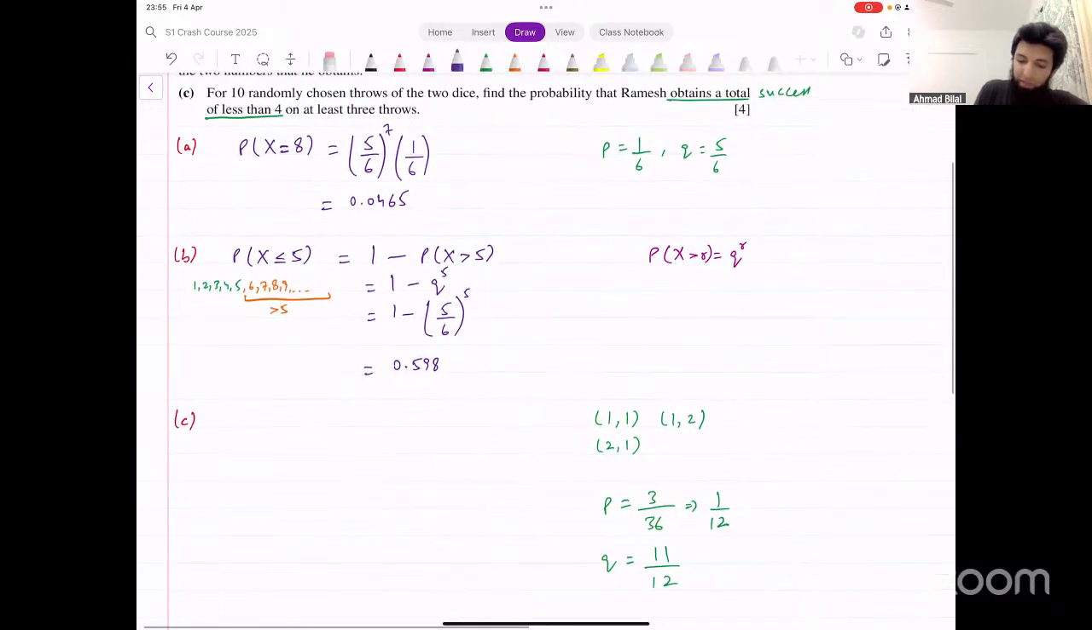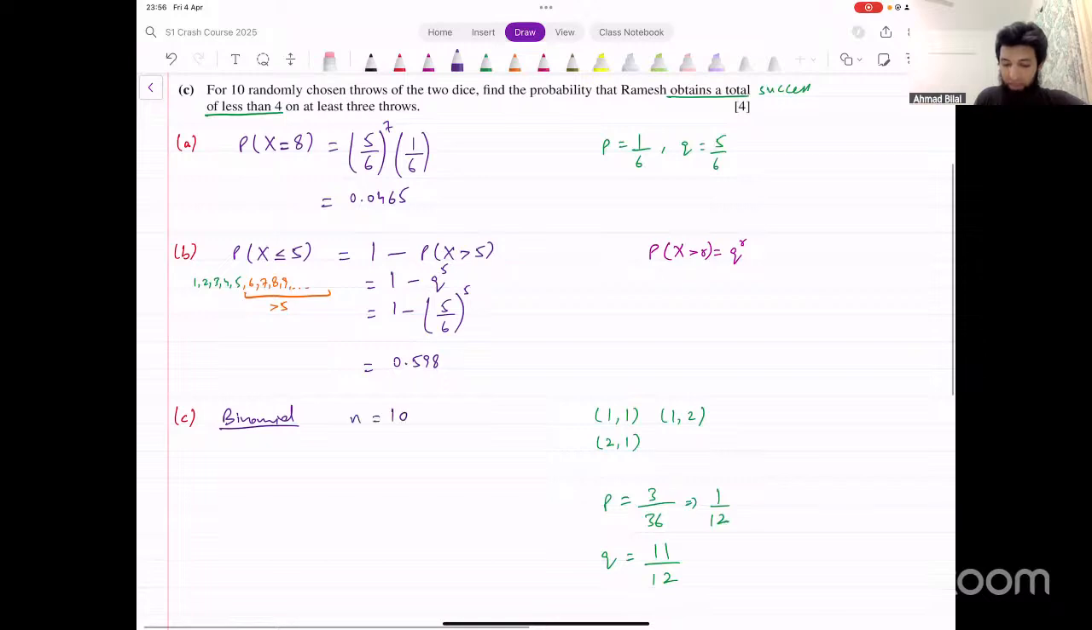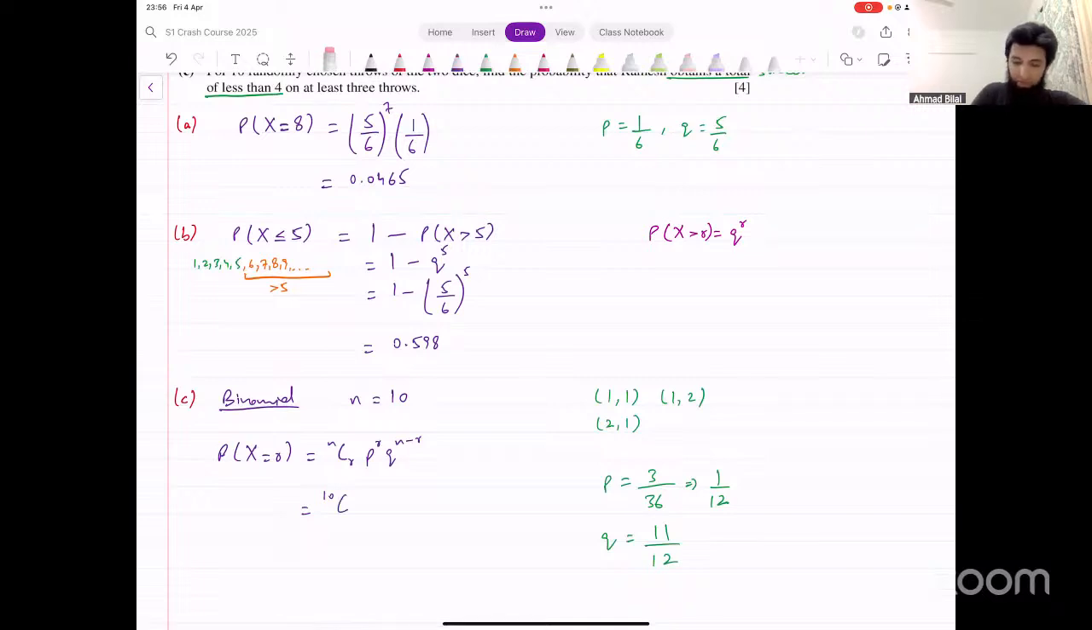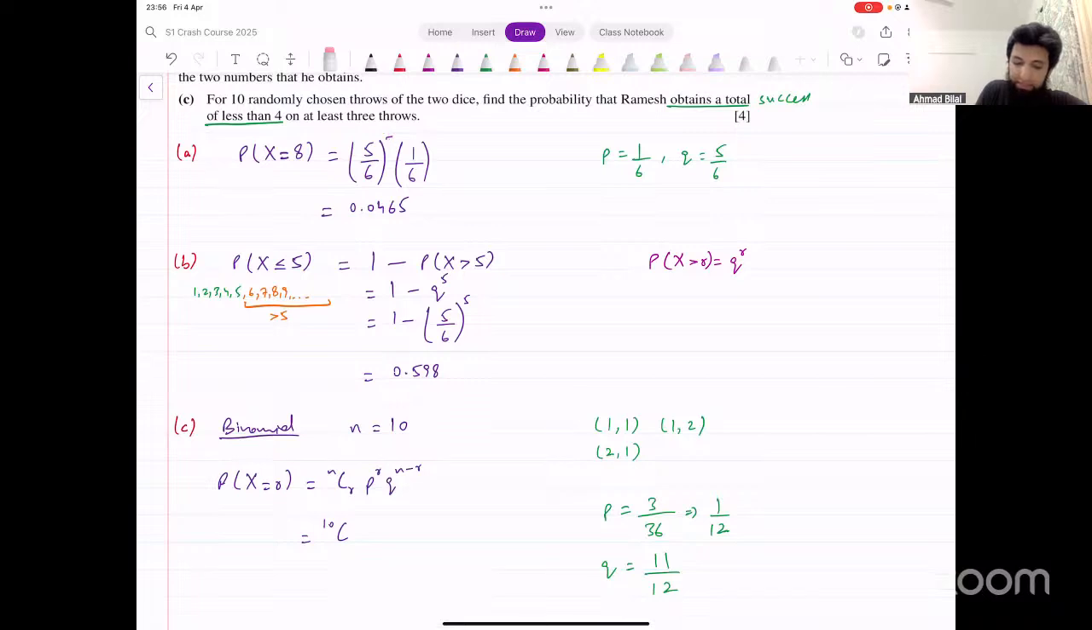What's the probability that you get at least 3 successes now? We said it's a binomial distribution, right? Because the total number is fixed and we're looking for getting a certain number of successes. Probability of getting a certain number of successes, n is equal to 10. Let's use the binomial formula. The formula looks like this: x equals r. This is nCr p raised to power r into q raised to power n minus r. Let's just input values in this. N is 10. nCr, what's r? We're looking for getting at least 3 successes.